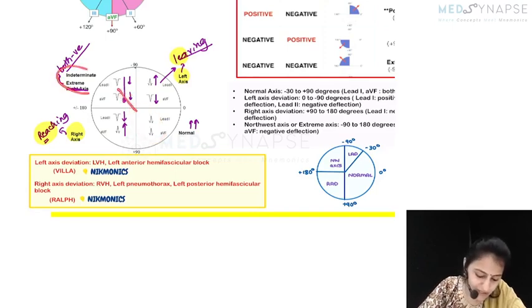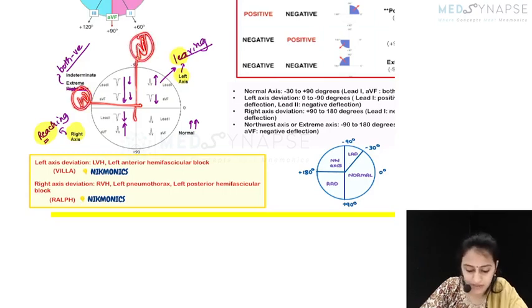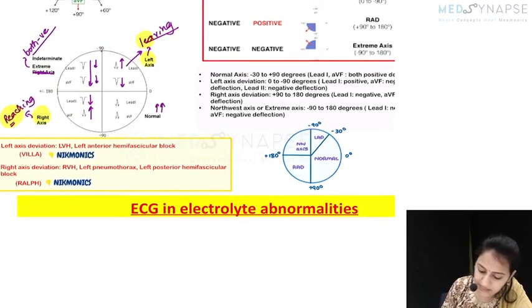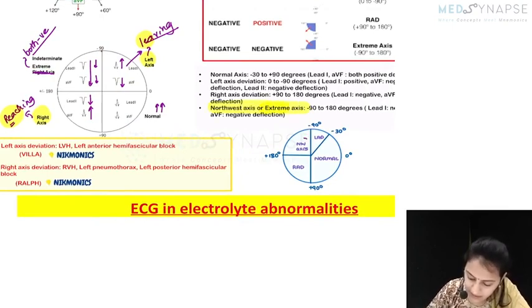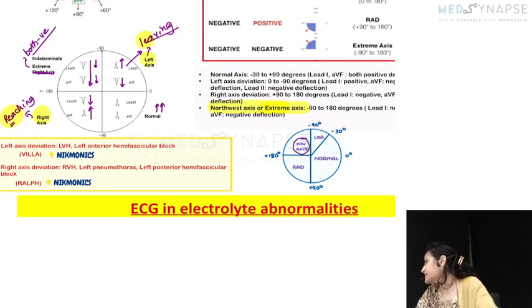So extreme को मतलब कौन सा direction बोल सकते हैं? What direction is this? North. कौन सा direction? North western. Okay, so this is extreme axis is north west axis. Okay, this is the northwest. That is extreme.